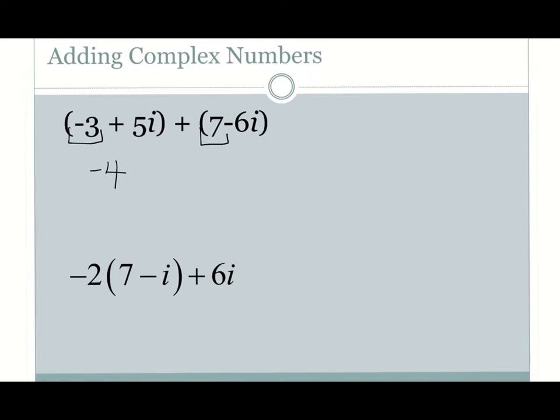And then we would add together our imaginary numbers here. So we have 5i and -6i. So if we have 5i's plus -6i's, then we have -1i.